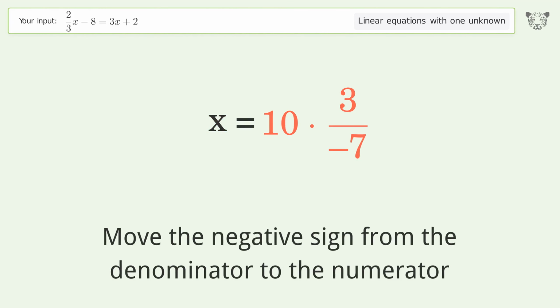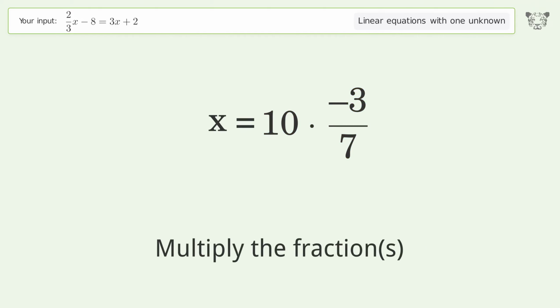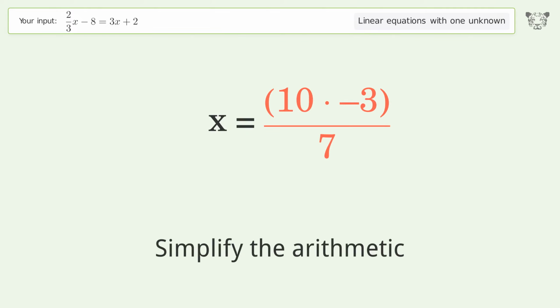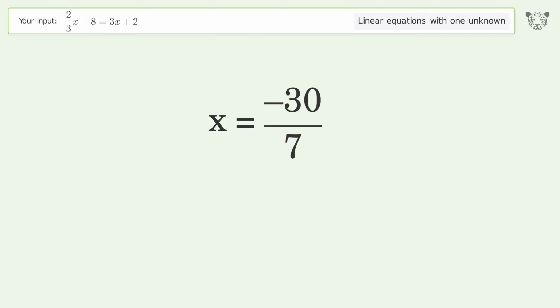Move the negative sign from the denominator to the numerator. Multiply the fractions. Simplify the arithmetic. And so the final result is x equals -30/7.